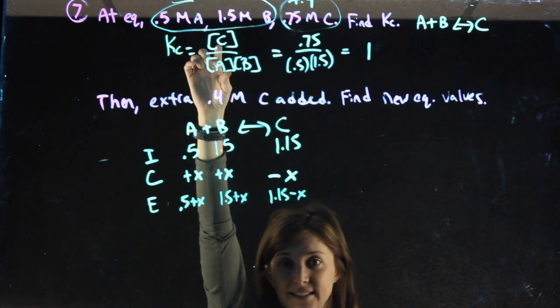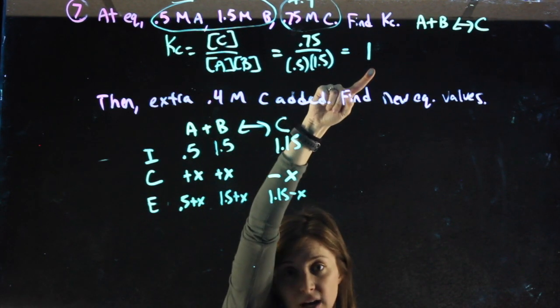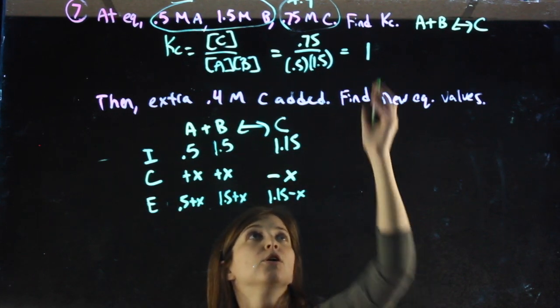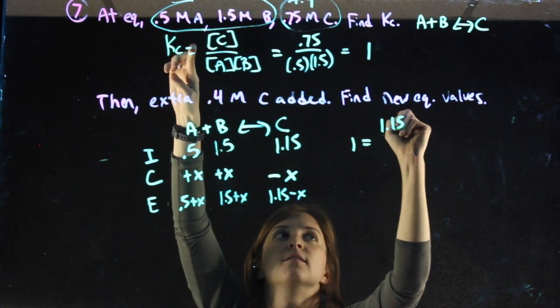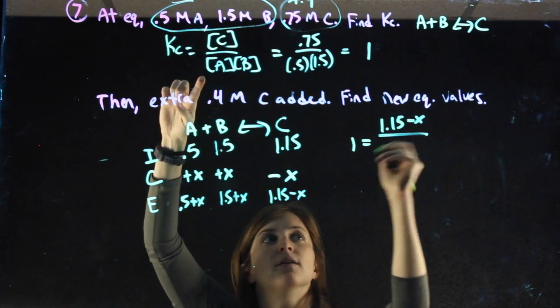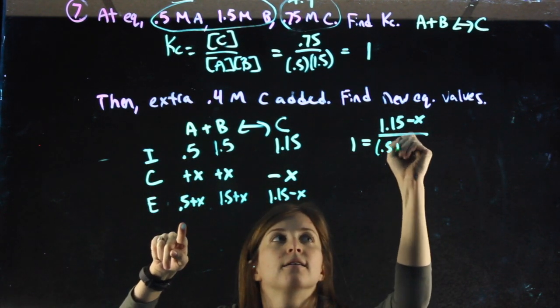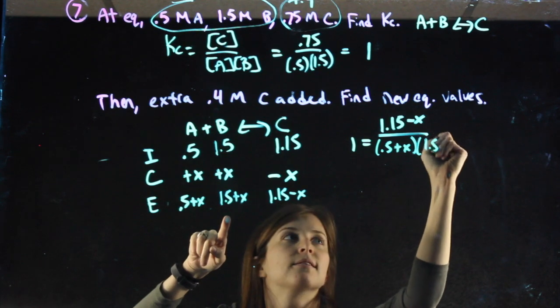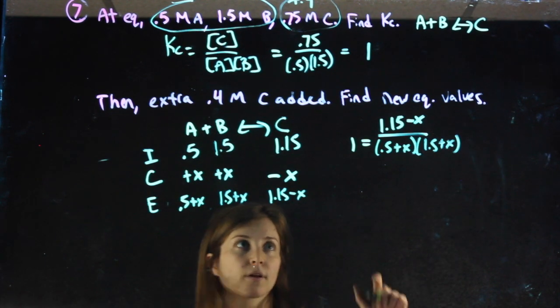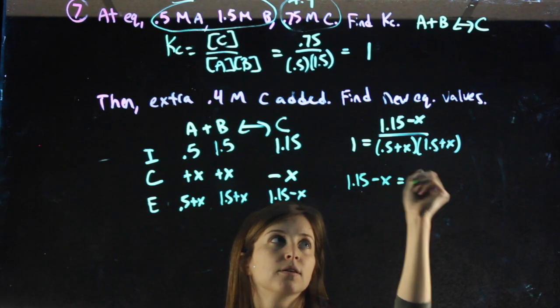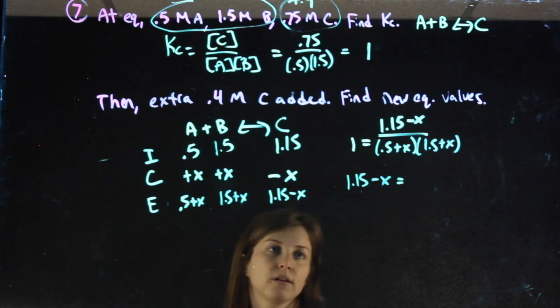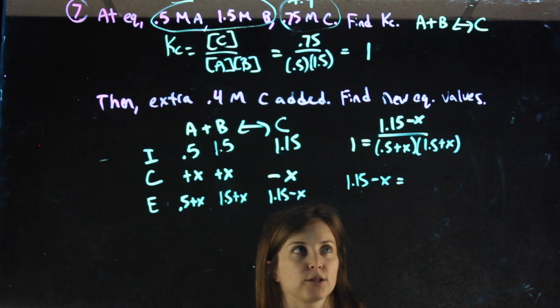Plugging these into my Kc, I know that my Kc still equals 1 because it's the same reaction. So 1 equals C over A times B. You can put over 1 and cross multiply if that helps you. But we have to FOIL. Probably going to have to use a quadratic as well.